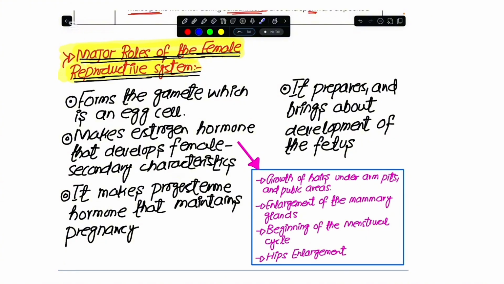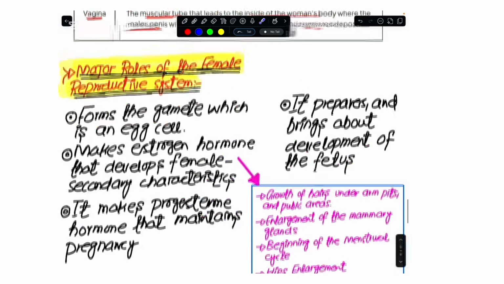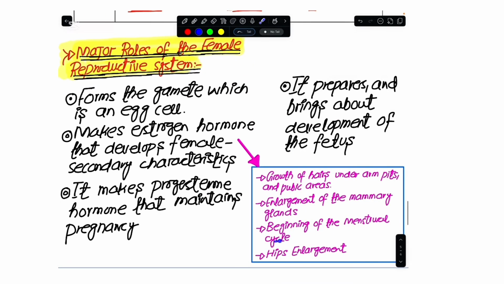Like when they reach the age of 12, they begin to grow hair under their armpits and the pubic areas. Their mammary glands start to enlarge. The menstrual cycle begins in their body. There would also be hip enlargement. So all of them that are written in this box are the female secondary characteristics, and they develop under the influence of the estrogen hormone.